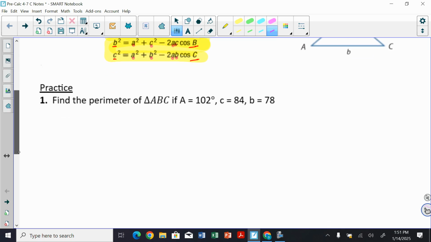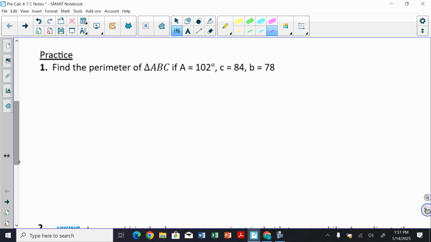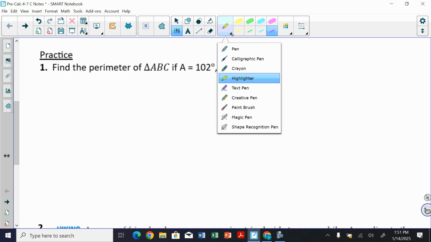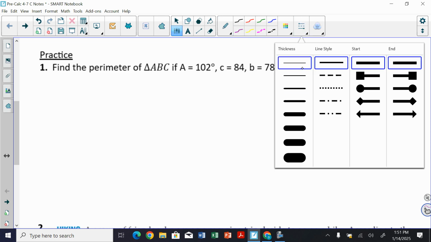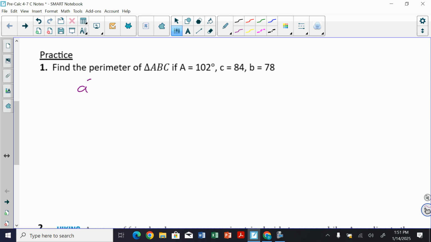All right, find the perimeter of triangle ABC if they give us that angle A is 102 degrees, side c is 84, and side b is 78. Okay, so we can already see right here that we don't have side a, so that's what we're going to have to try and find, but we do have angle A. So I'm going to write the law of cosines in terms of A. So a squared equals b squared plus c squared minus 2 times b times c times the cosine of angle A.